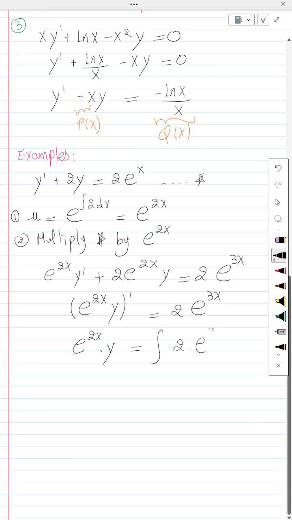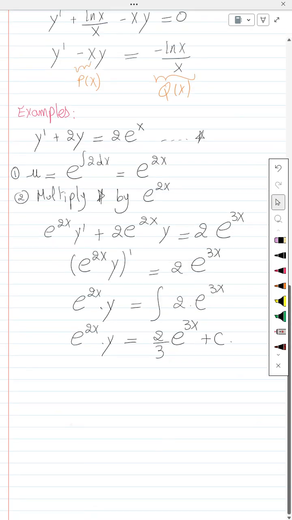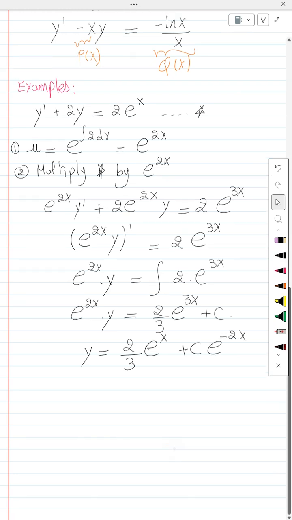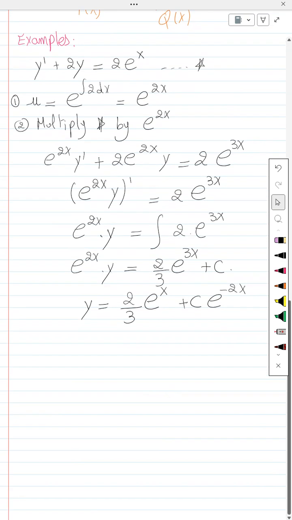So by integrating both sides, we're going to get exponential 2x y is going to be equal to the integral of 2 exponential 3x. And this is an easy one. The integration of 2 times the exponential of 3x is going to be 2 over 3 exponential 3x plus c. So we need to multiply by exponential minus 2x. It's going to be y is equal to 2 over 3 exponential x plus c exponential minus 2x. And this is a general solution to our problem.